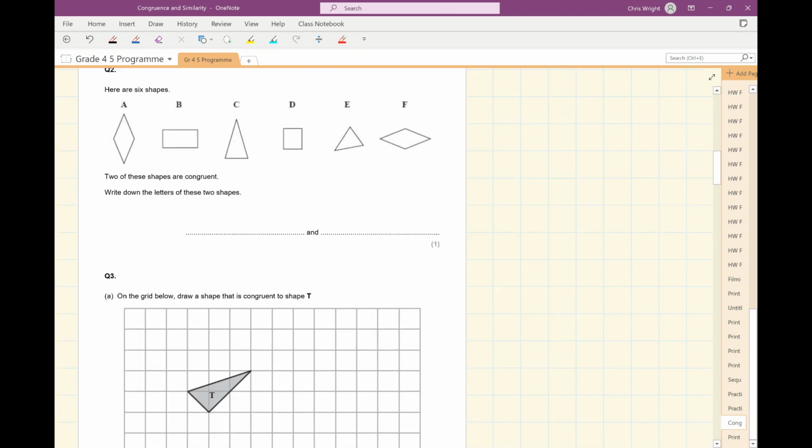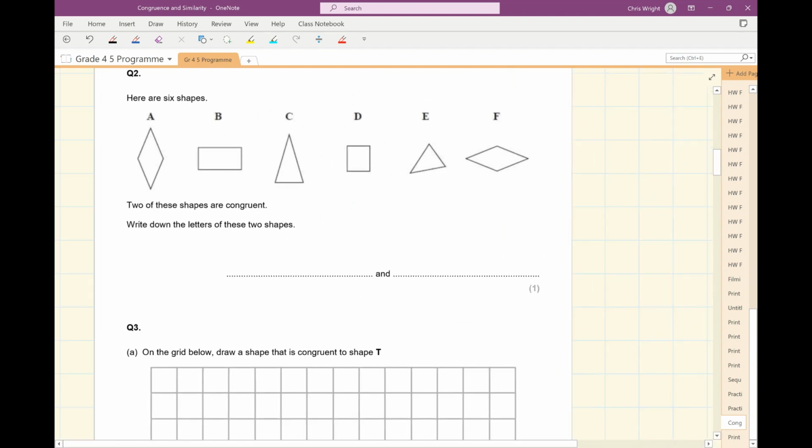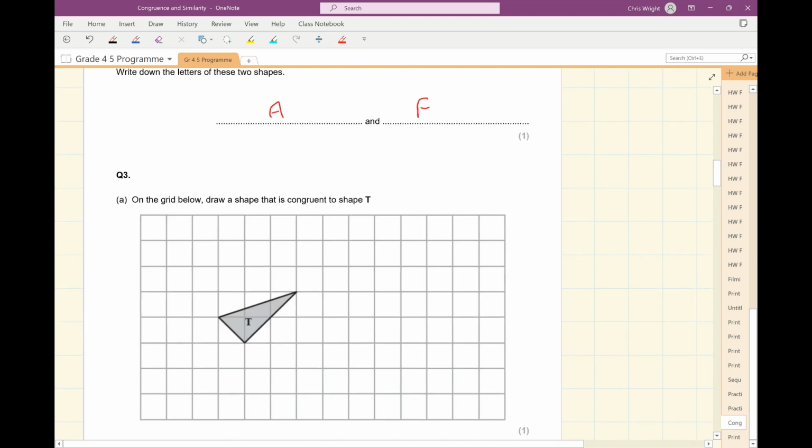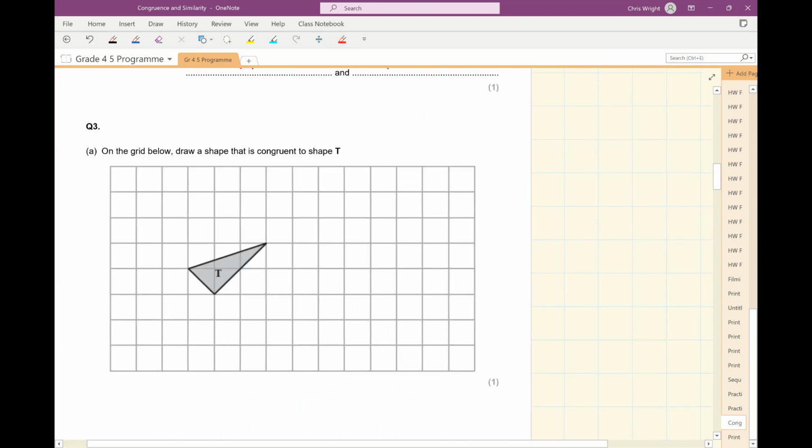Right, let's move on to question 2. Here are 6 shapes. 2 of these shapes are congruent. Write down the letters. So we're looking for 2 shapes which are exactly the same. Well, it's going to be A and F. On the grid below, draw a shape that is congruent to shape T. So what I need to do is make an exact copy of shape T, and that will be congruent to shape T.